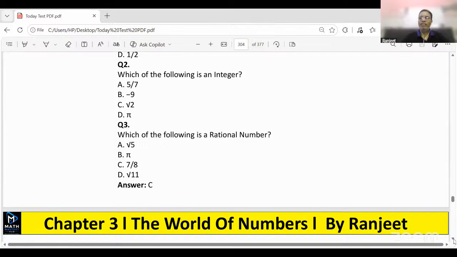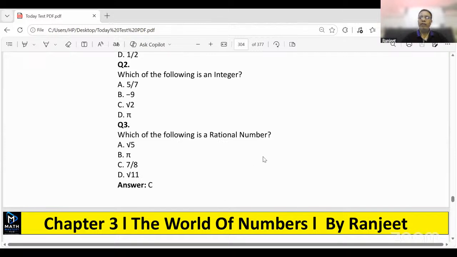Your voice is not clear. What is your definition of rational number? Sir, the numbers that can be represented in p by q form. What is the restriction on p and q? Sir, it should be represented in p by q form, and q will not be equal to 0. And the other restriction? It can be any whole number. Okay. One more point.